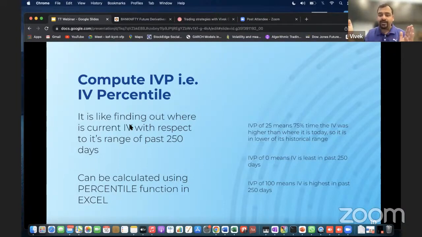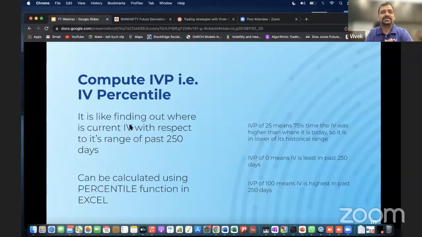Same way, an IVP of 100 means the IV is highest in the past 250 days. So when the COVID crash happened in February, March 2020, the IVs had gone to 100, 200. For Bank Nifty, the IV went to around 200 also. Right? So the IVP had gone to 100, meaning it was highest not just in 250 days. It must have been the highest IV over the last many years. But eventually it came down.